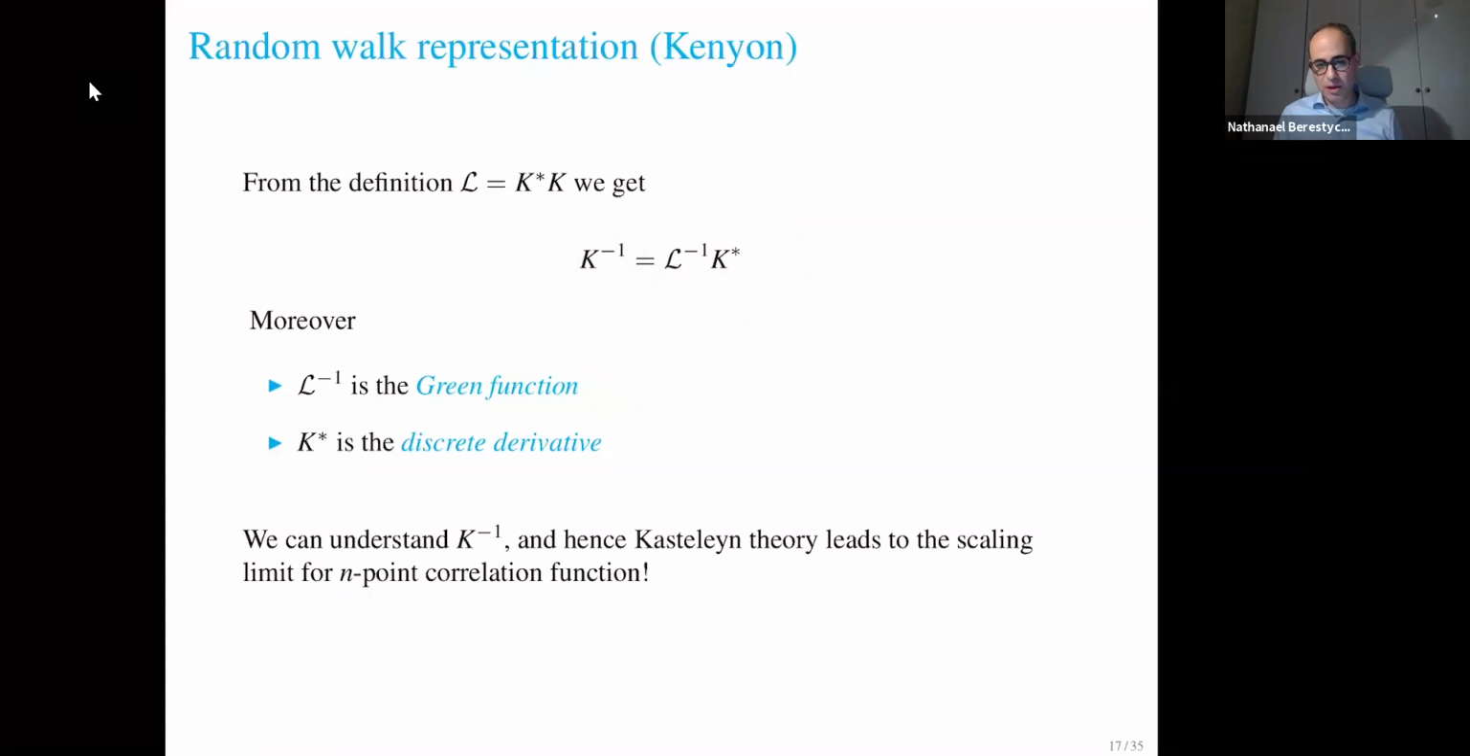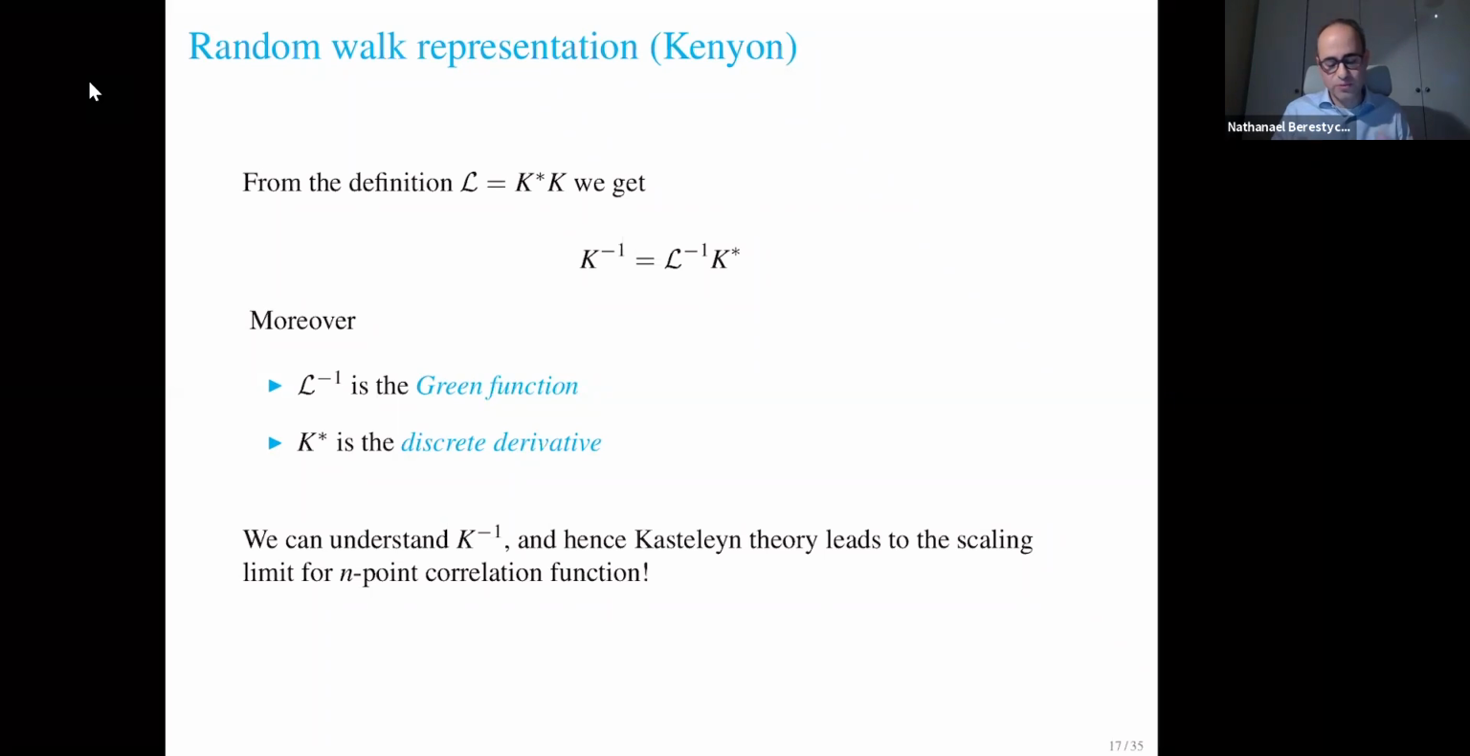Now, the inverse of the Laplacian is basically nothing else but the Green function, the discrete Green function. And K star is essentially nothing else but a discrete derivative. And so this formula tells you that in the scaling limit, the matrix K inverse corresponds to, well, not discrete, but really the continuum derivative of the continuum Green function.